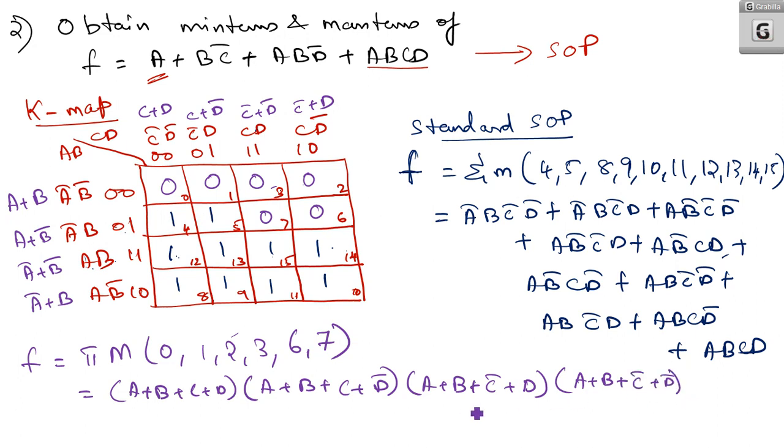And 6 is A or B bar or C bar or D. And the last one is 7. 7 is A or B bar or C bar or D bar. This is the standard POS form.